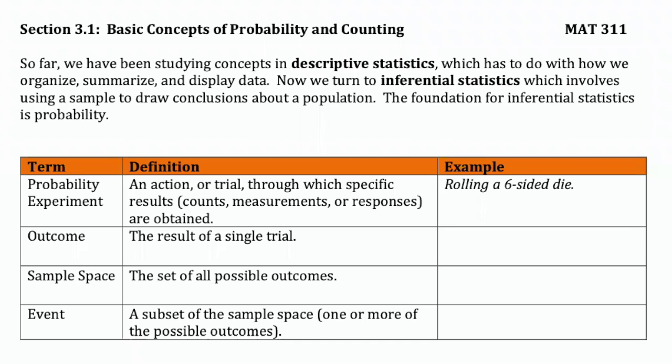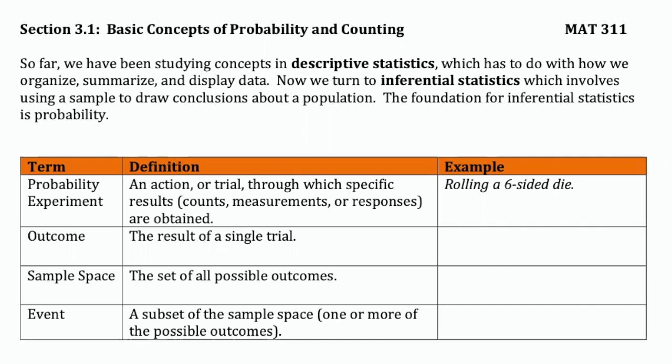Next unit that we're going to study is basic probability. So far, we've been looking at descriptive statistics, which has to do with how we organize, summarize, and display data. Now we're going to go to the inferential side, which involves using a sample to draw conclusions about a population. And probability is the major tool for this.